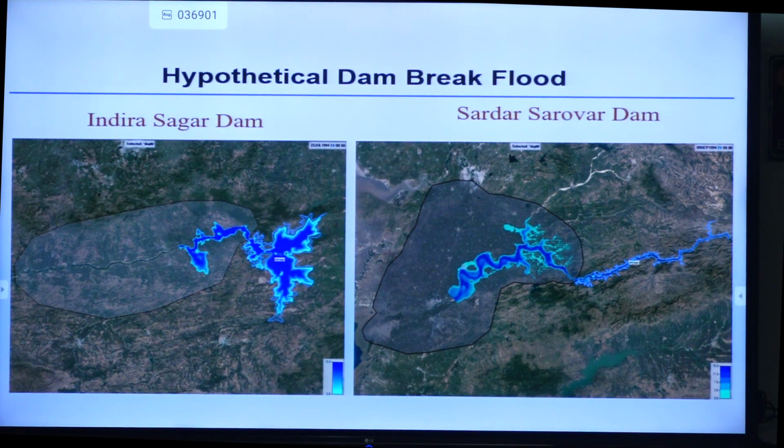You must be knowing the Narmada Canal and the Narmada River in Gujarat are called the lifeline of Gujarat. Gujarat historically, traditionally receives very scanty rainfall. But due to this Narmada River and Narmada Canal, we get drinking water and whatnot. So these are some of the studies. With this, I will conclude.